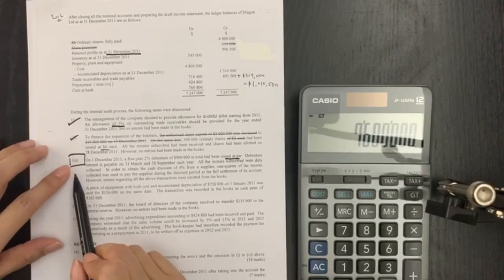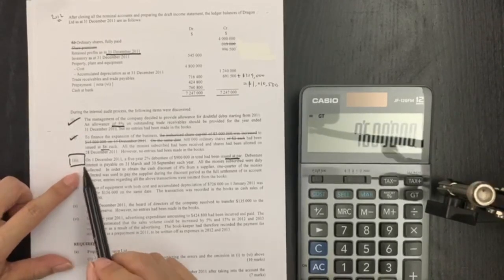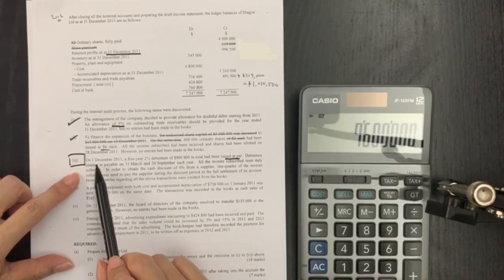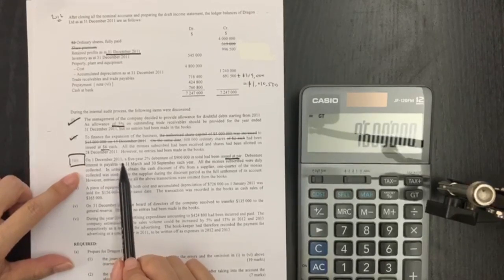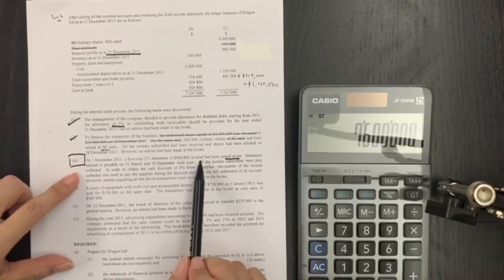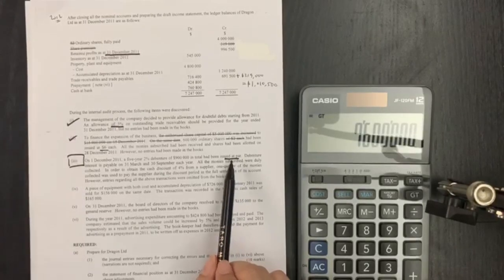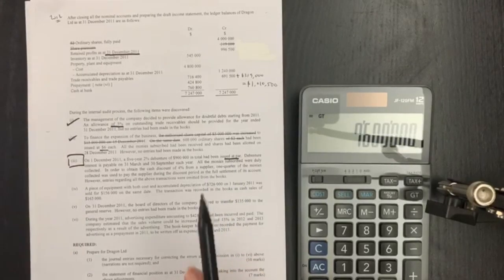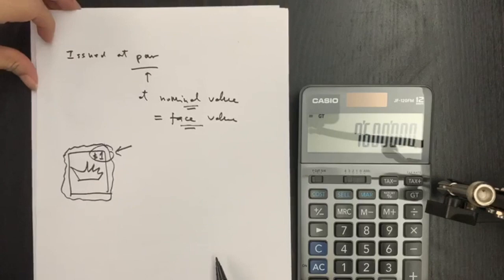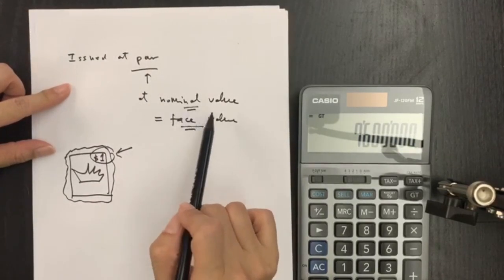Okay, so next we come to point number 3, which is the most difficult point in this question. All right, so we are given this. On 1st December 2011, a 5-year 2% debenture of 900,000 in total had been issued at par. Now I need to explain to you what is the meaning of issued at par. Here is my diagram. So issued at par, same as at the nominal value.